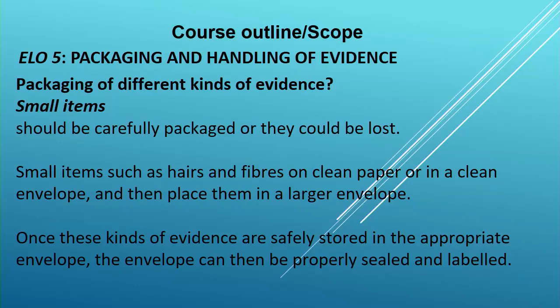Packaging of different kinds of evidence. Small items should be carefully packaged or they could be lost. Small items such as hair and fiber should be placed on clean papers or in a clean envelope and then placed in a larger envelope. Once these kinds of evidence are safely stored in an appropriate envelope, the envelope can then be properly sealed and labeled.